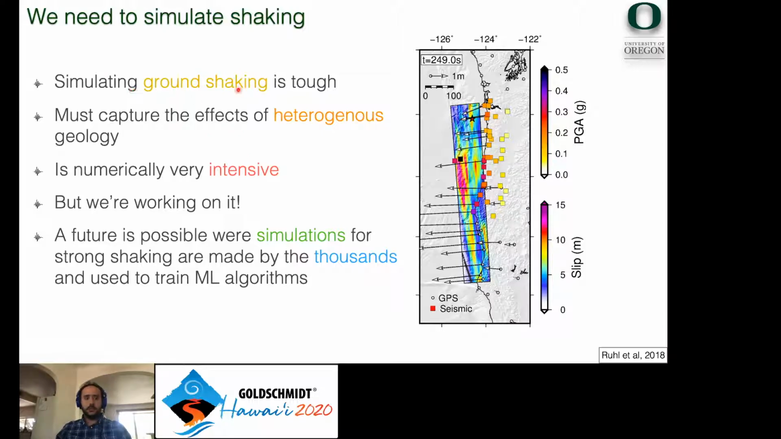Simulating ground shaking realistically is tougher because we need to capture the 3D geology really, really well. For example, whether we have a sedimentary basin, like the Willamette Basin here, or whether we have a volcanic arc, is going to affect the intensity of shaking predictions quite a lot. It's numerically very intensive. It takes a lot longer to model shaking than it does to model crustal deformation, but we're working on it and we're making good progress. So I foresee a future, 5-10 years from now, where we're cranking out tens of thousands of these simulations and we're using them to train machine learning algorithms.